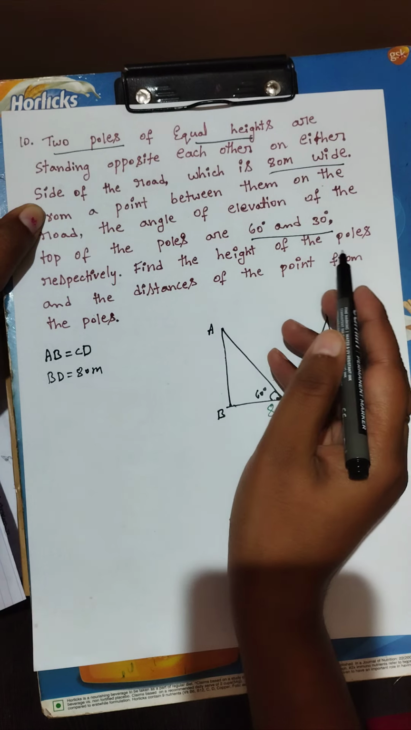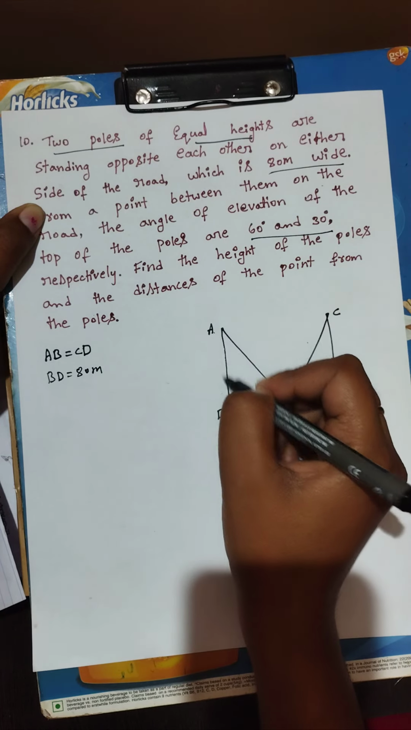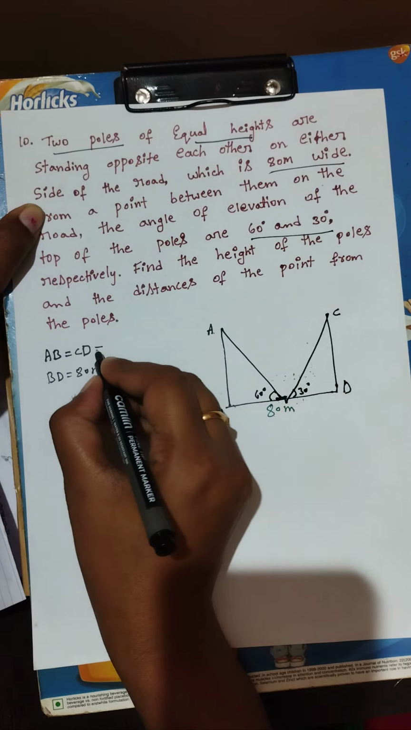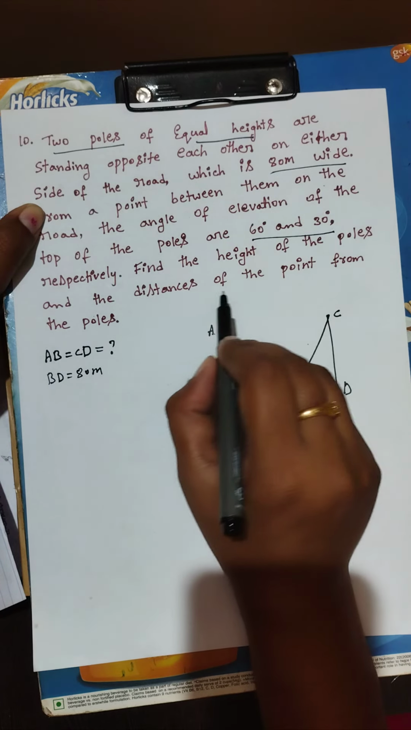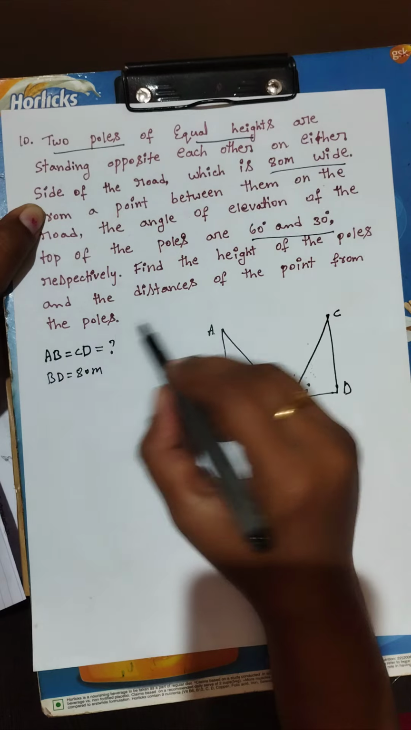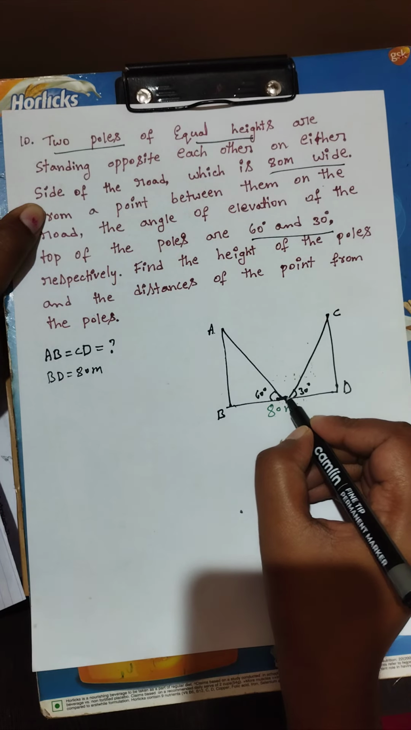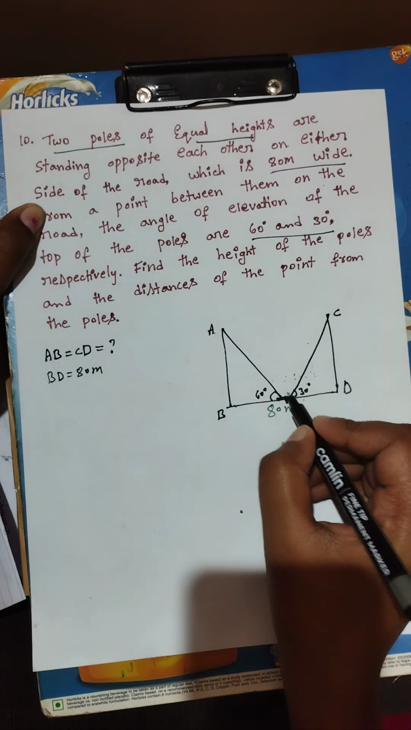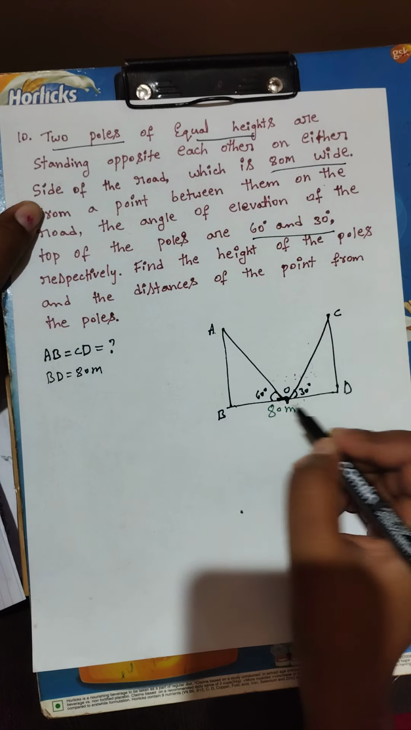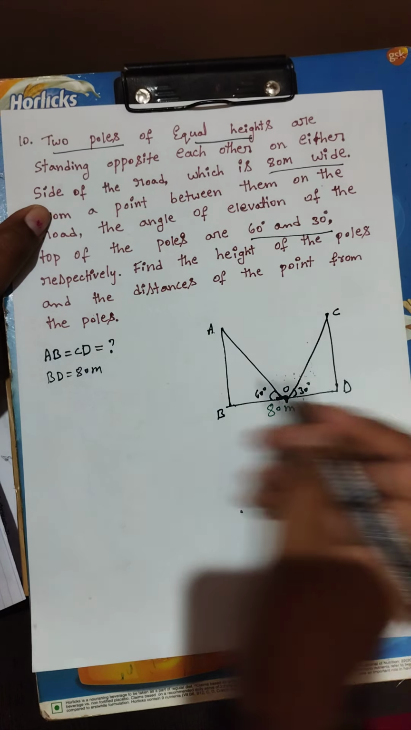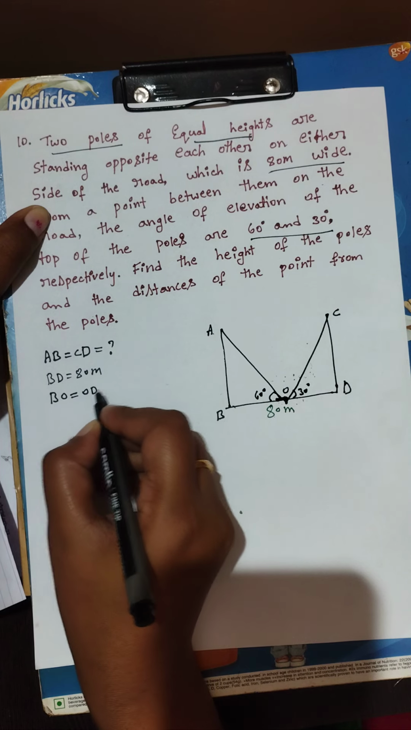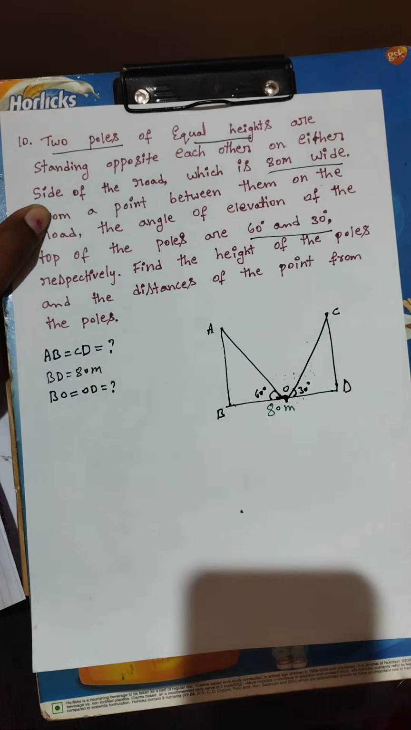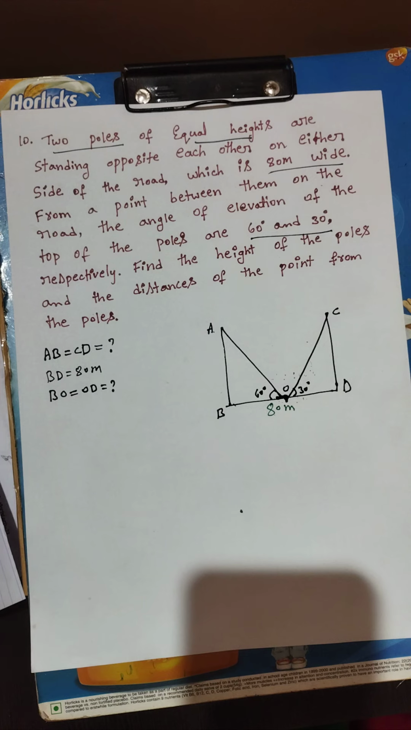Find the height of the poles. What do you have to calculate? AB and CD you have to calculate. Height of the poles and distance of point from the poles. That means the angle of elevation point, consider it as O. You have to calculate BO and OD. This is what we have to solve in the problem.